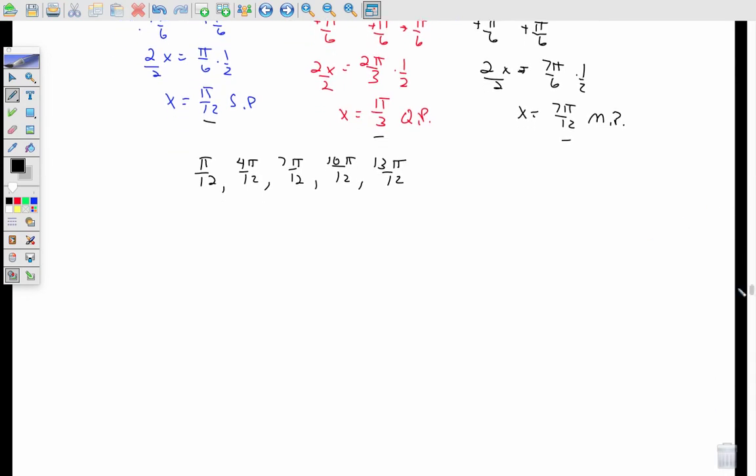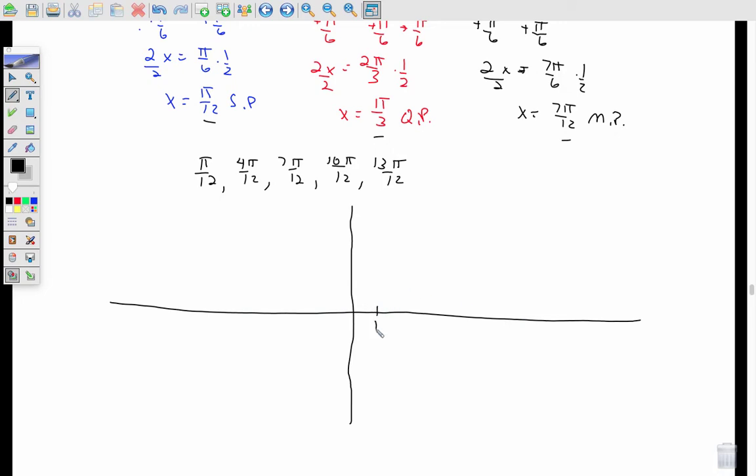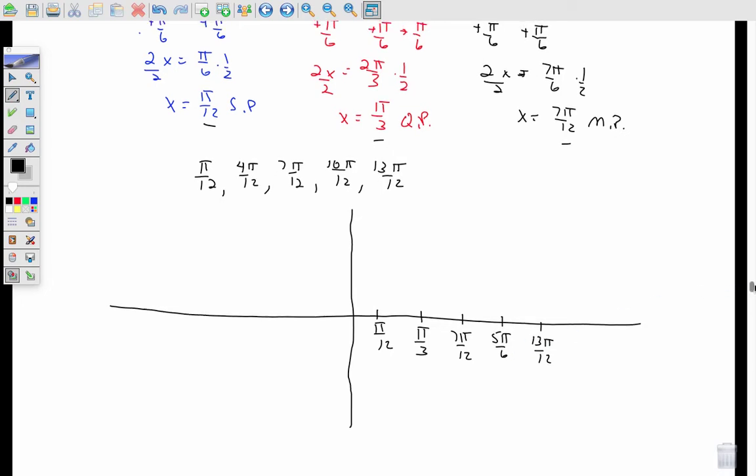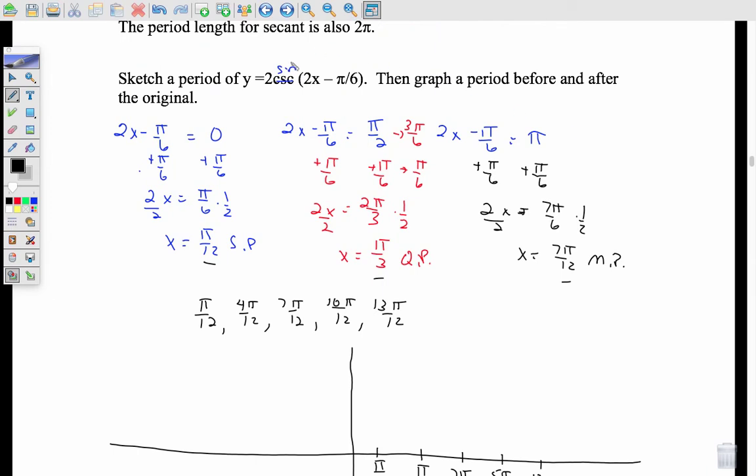I'm going to put those points on my x and y axis. I'll go right down the middle here. Let's try that again, see if we can go a little bit straighter. And we'll go all the way across here. I have pi over 12, 4 pi over 12, which I'll simplify to be pi over 3, 7 pi over 12, 10 pi over 12, which I'll simplify to be 5 pi over 6, and 13 pi over 12 for my first period.